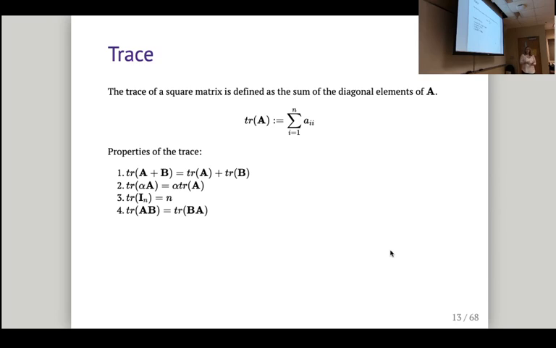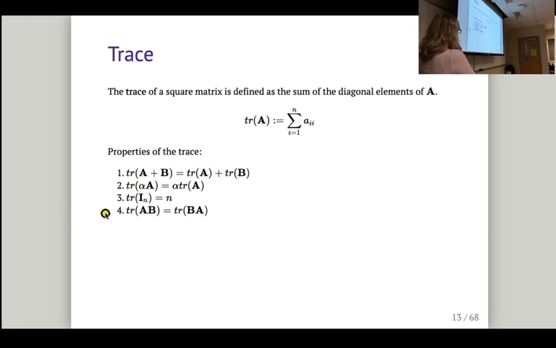There are some nice properties of the trace. The trace of two matrices added, the trace of A plus B, is equal to the trace of A plus the trace of B. Why? Well, when we're adding matrices together, we do that element-wise. We add together the elements in the matrices, so we're just adding those diagonals together. The trace of a matrix multiplied by a constant alpha is just alpha times the trace, because again, we're just adding the diagonals.